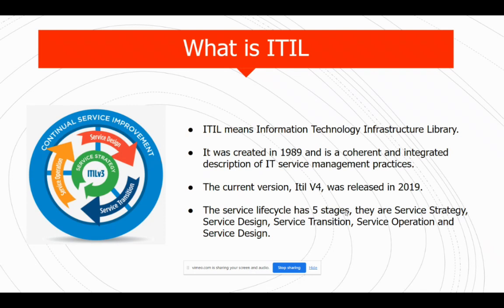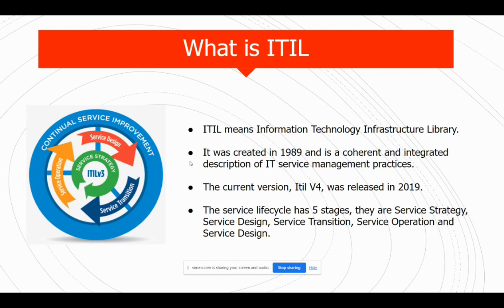The service lifecycle has 5 stages. The first of them is service strategy. In this stage, the goal is to understand the objective and the customer needs. The second one is service design, where the service level, the requirements, and the agreements are defined. The next one is service transition, where the structure is created to implement new services or changes. The next one is service operation. It manages the service in production. And the last one is continual service improvement. In this stage, we check the service and identify ways to improve the quality.